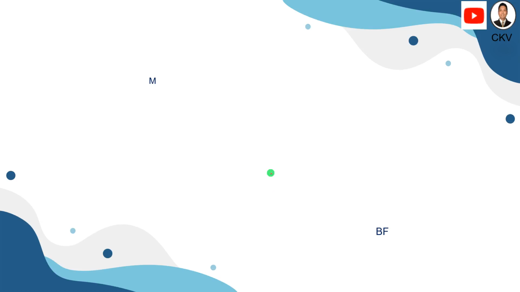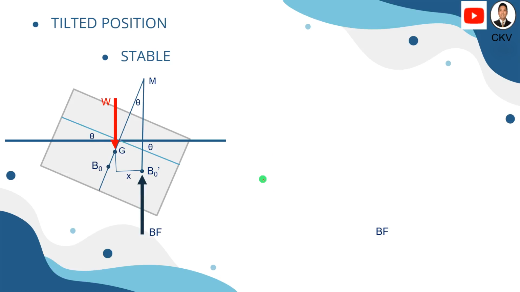Okay, when the body is in a tilting position, it is said to be stable when the position of the metacenter is right above the center of gravity.